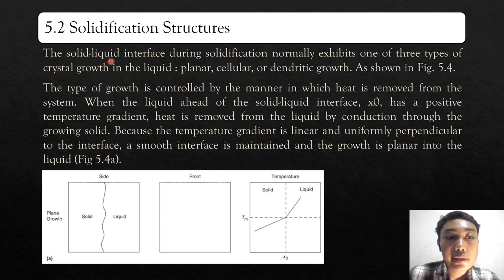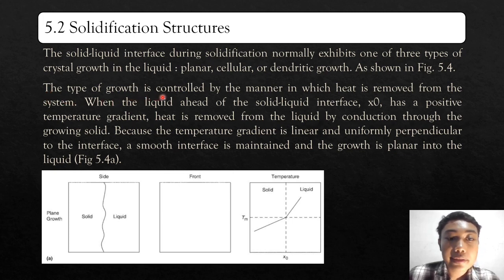The solid-liquid interface during solidification normally exhibits one of three types of crystal growth in the liquid: planar, cellular, and dendritic growth, as shown in Figure 5.4.